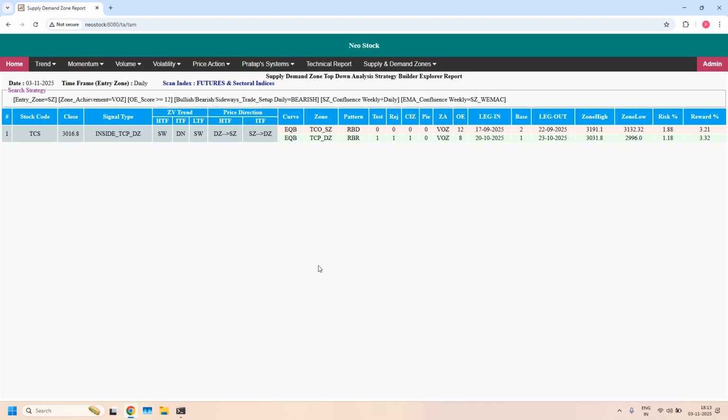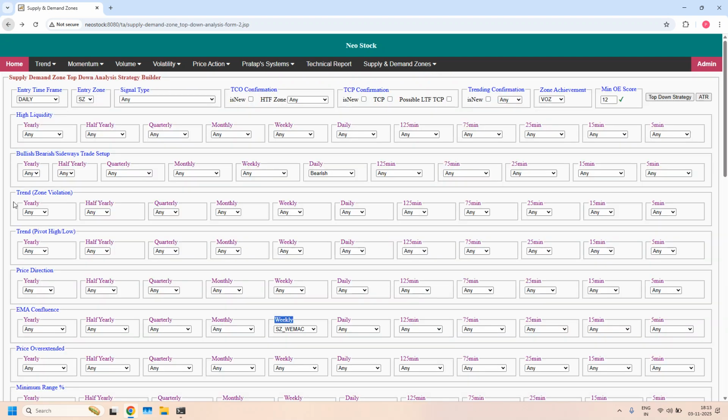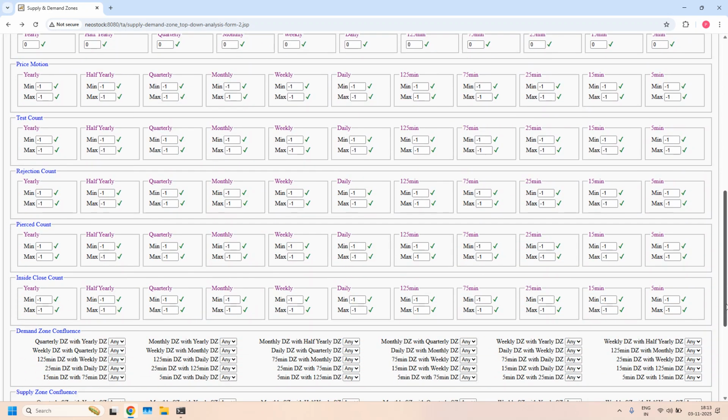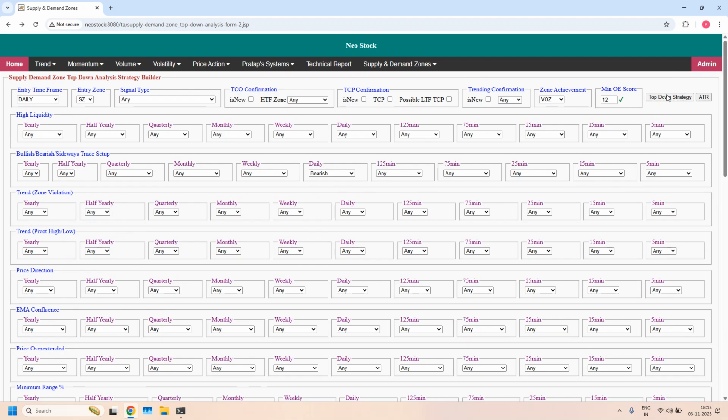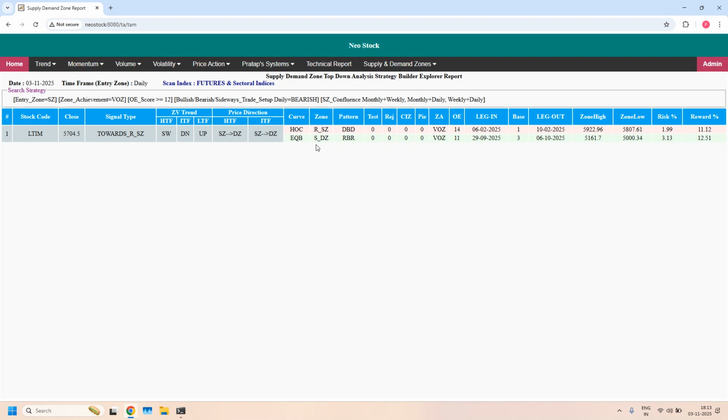Okay, next strategy, LTF, ITF, HTF supply zone, and then HTF EMA confluence. Removing ITF EMA. Supply zone confluence, 3 filters I have to set: daily and weekly, daily and monthly, weekly and monthly supply zone confluence. With all the 3 filters, we got only 1 stock, but monthly trend is sideways. Sideways trend EMA does not give any advantage. So we can't treat this as a high probability trade setup zone. Okay, this is a monthly income trade for a bearish trade setup.